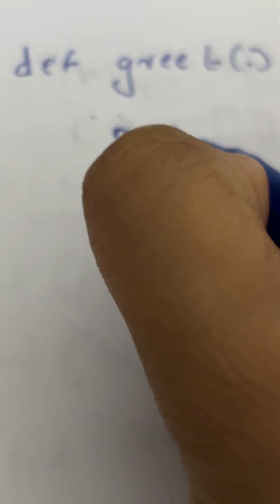First of all, you need to define greet, print hello, welcome to Python, greet. So I am going to explain this code line by line.